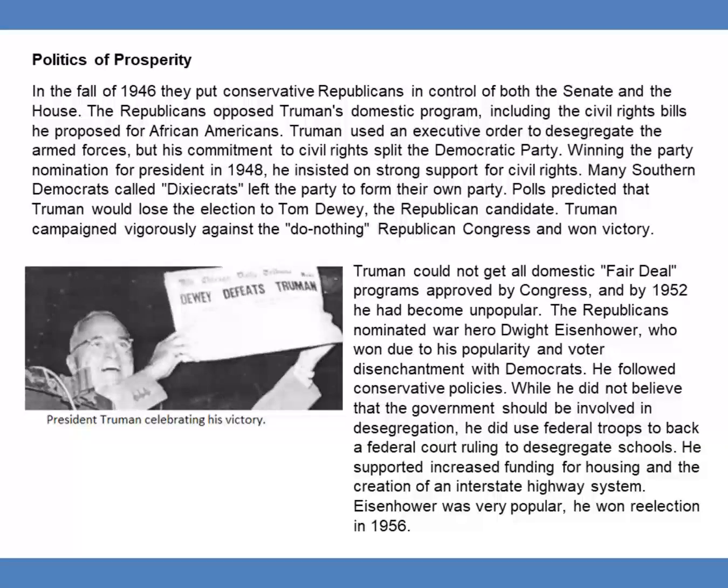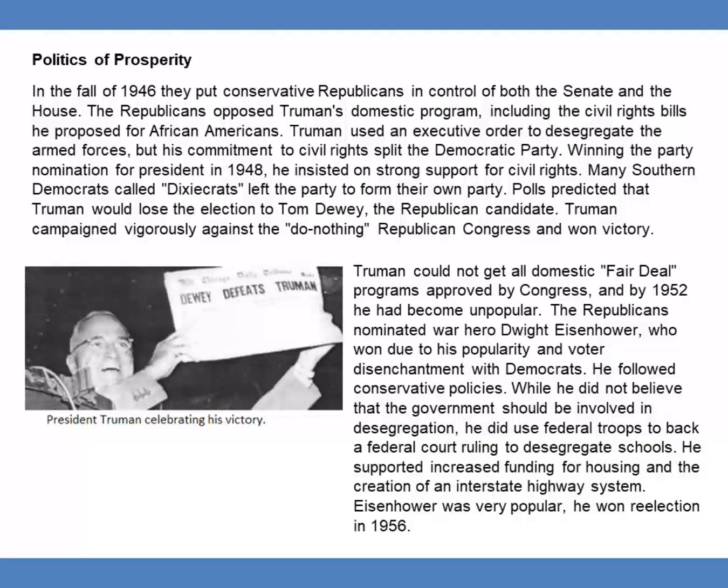Winning the party nomination for president in 1948, he insisted on strong support for civil rights. Many Southern Democrats, called Dixiecrats, left the party to form their own party. Polls predicted that Truman would lose the election to Tom Dewey, the Republican candidate. Truman campaigned vigorously against the do-nothing Republican Congress and won victory.